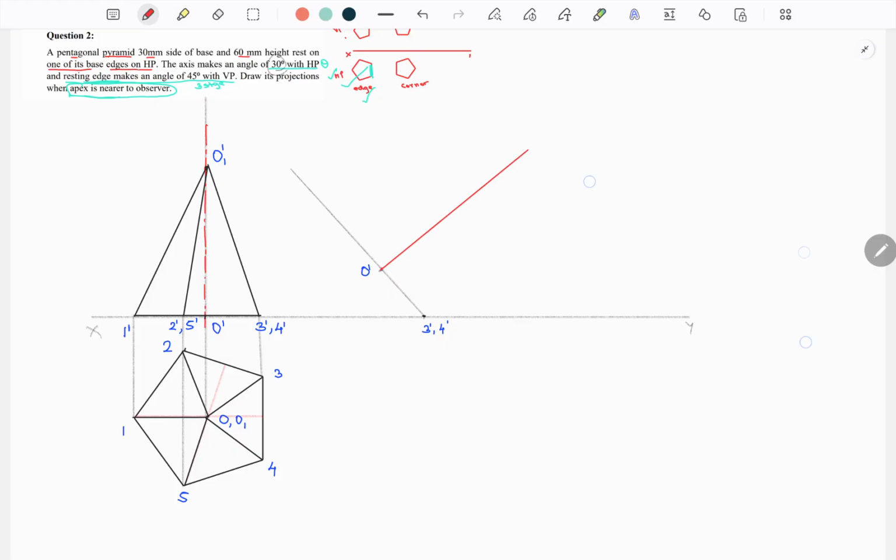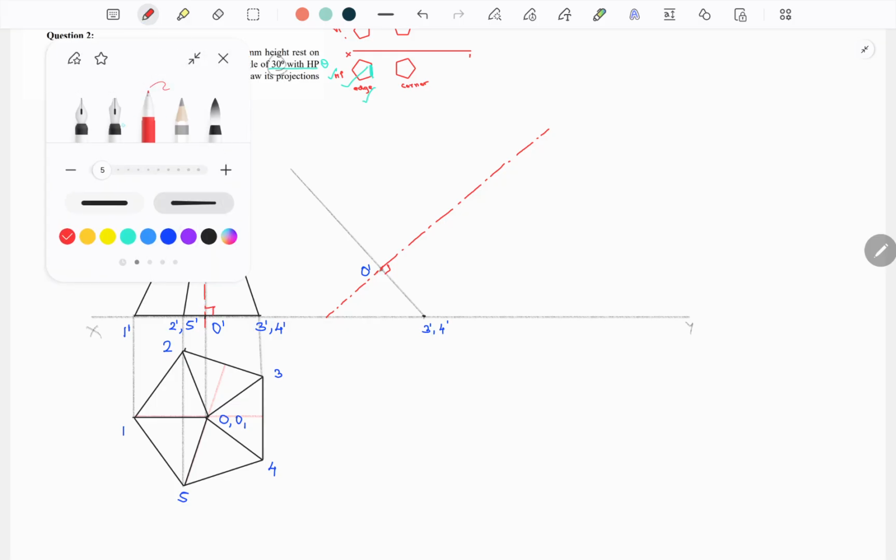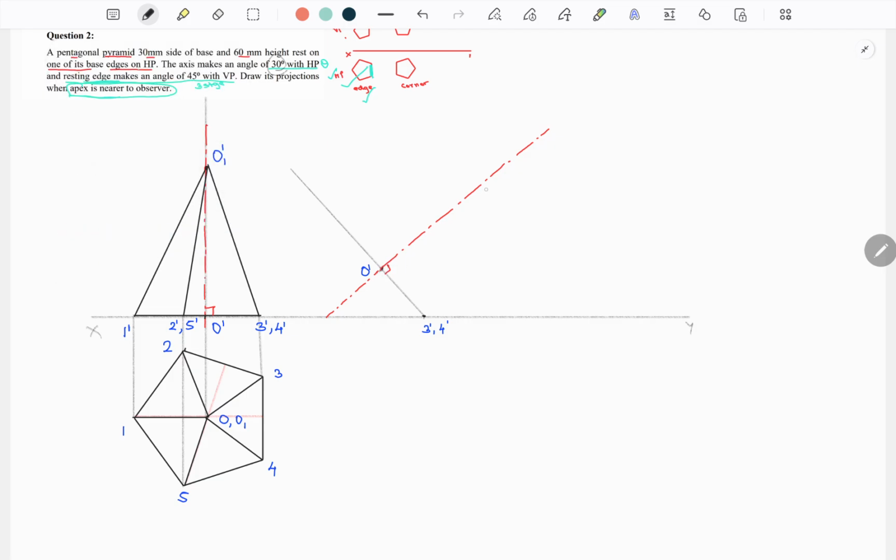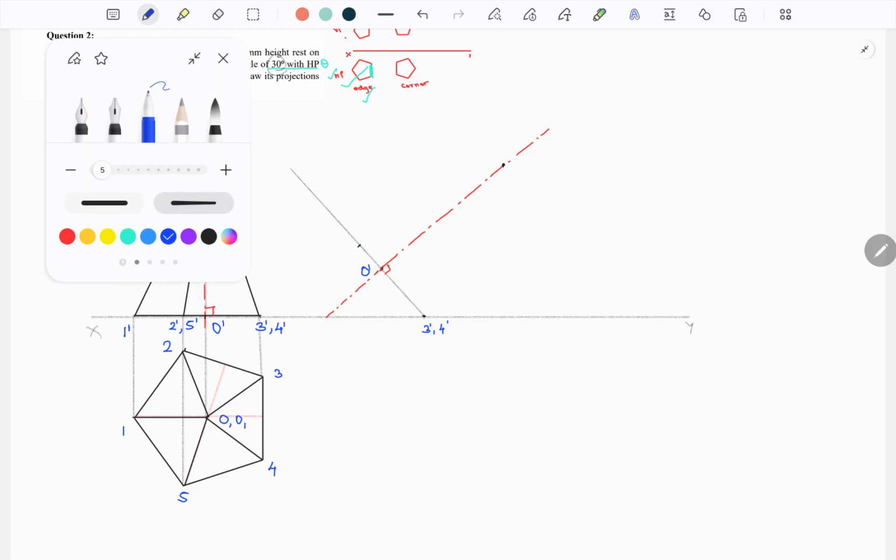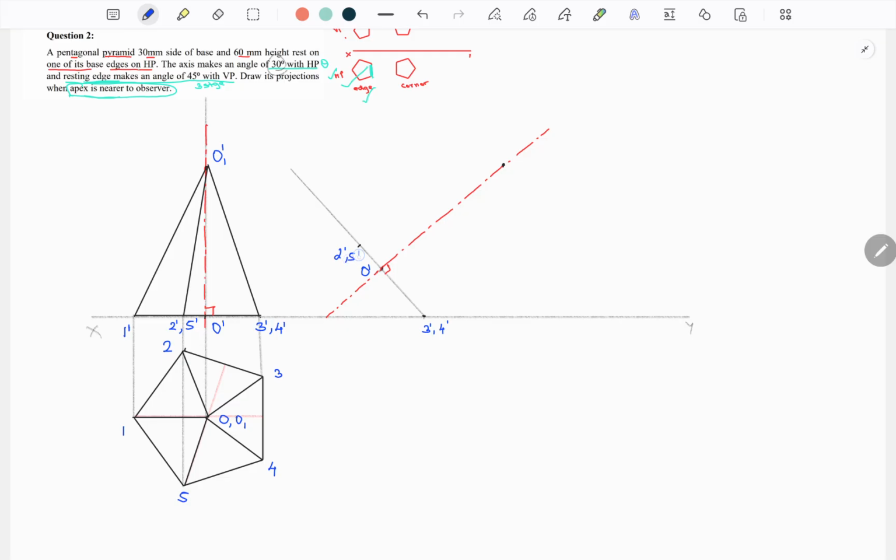Okay, this should be a center line. And extend it on the other side. This is 90 degree. Okay, now on that point you can locate 60 millimeter. You can locate this point 60 millimeter. Now you take 3 to 2 in the compass, 3 dash to 2 dash in the compass. Here you will get point 2 dash. Okay, this point is 2 dash, 5 dash.